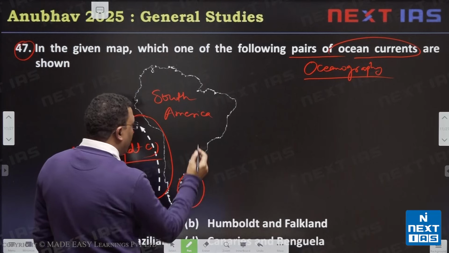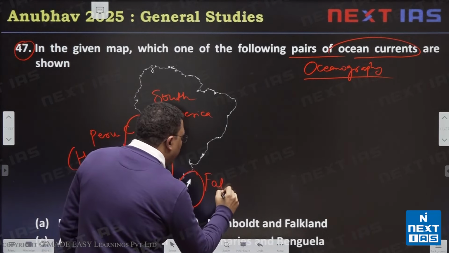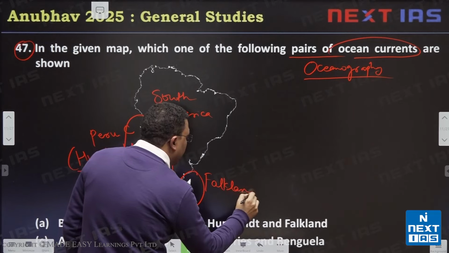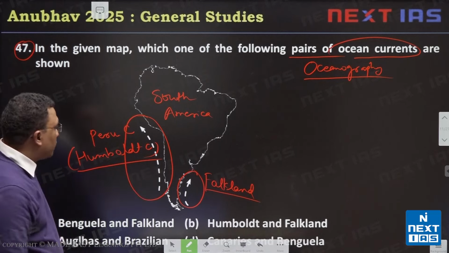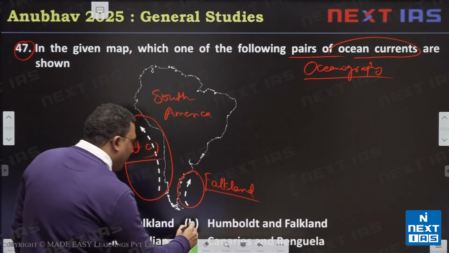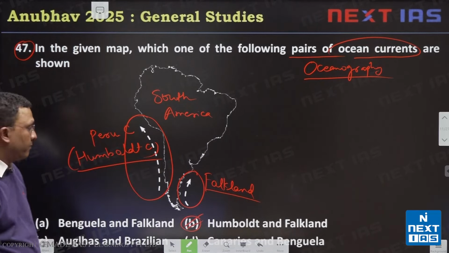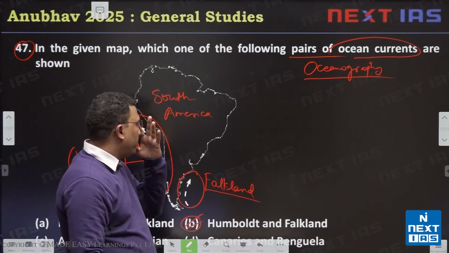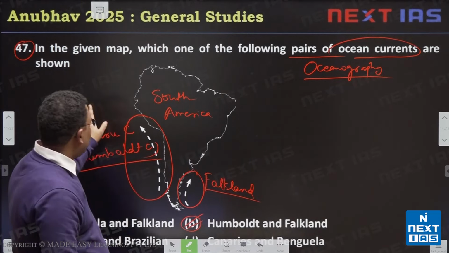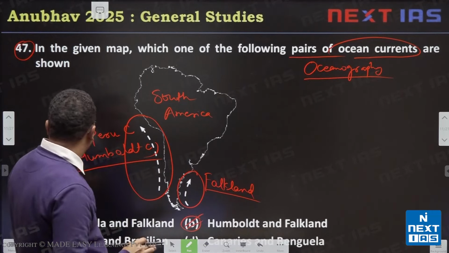And the current that is flowing on the eastern coast of South America is basically the Falkland current. Falkland current, right? These two are cold currents. So the correct answer here will be Humboldt and Falkland. B is the correct answer here, right? Now, the learning that you should draw from this question is that you should have an idea about the major currents of the world, right?